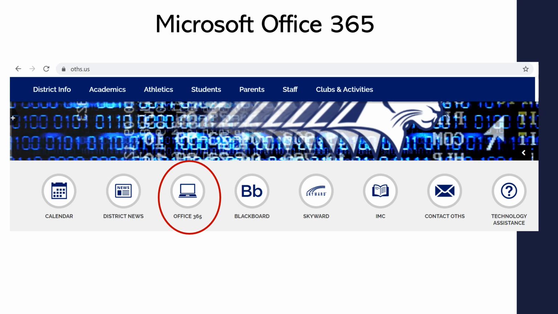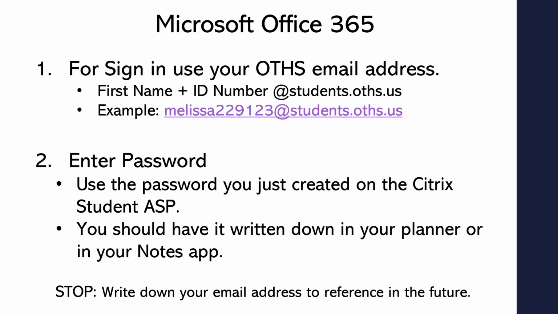Now we're going to talk about the different web applications that you can use here at OTHS. The first one we're going to talk about is Office 365, which you can see on the home page. If you scroll down, go ahead and click on the Office 365 application. In order to sign into any of your OTHS Microsoft Office 365 applications, you will use your OTHS email address. Your OTHS email address is your first name and your ID number at students.oths.us.